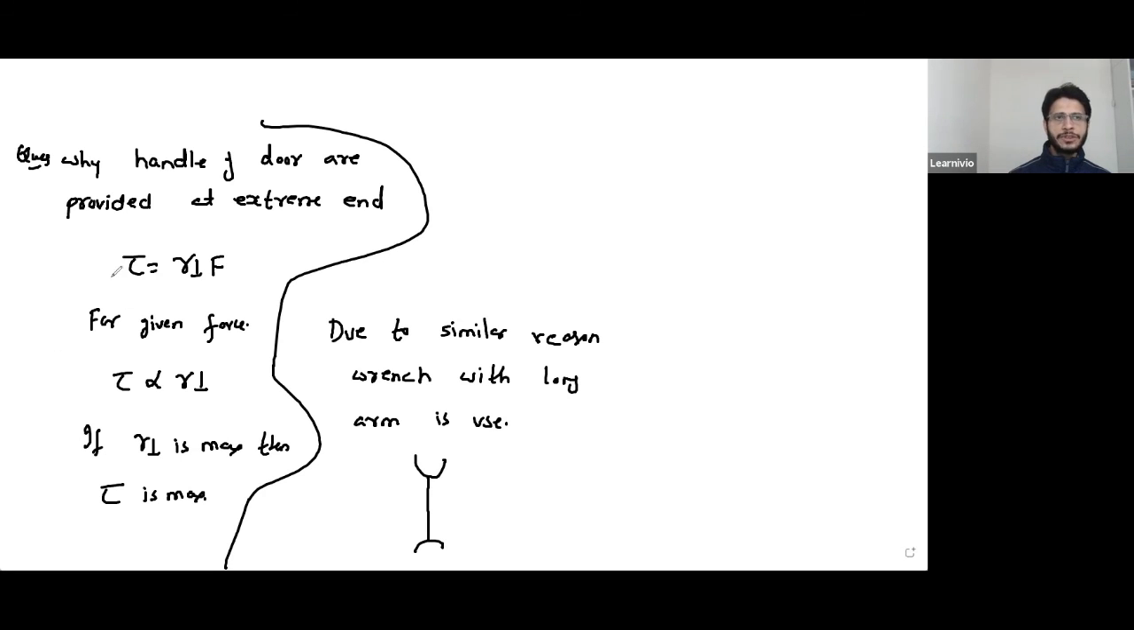you have to write this equation. You say that torque is proportional to R perpendicular. If R perpendicular is maximum, then your torque is maximum. That's the reason why the handles are provided at the extreme end of the door, and a wrench with a very long arm is used.